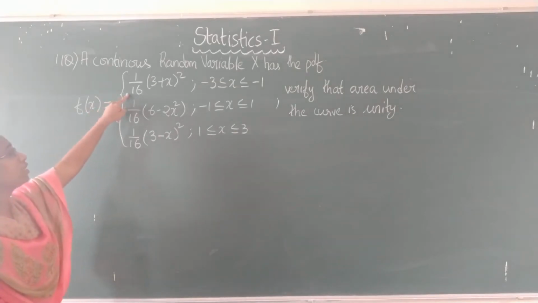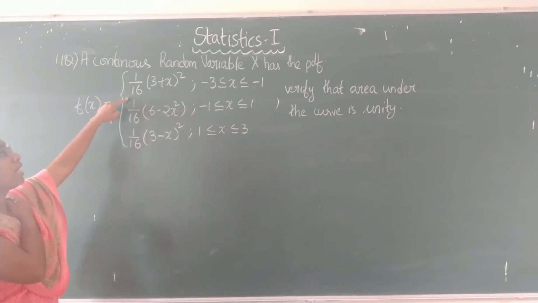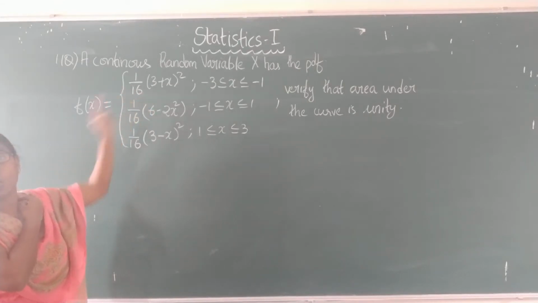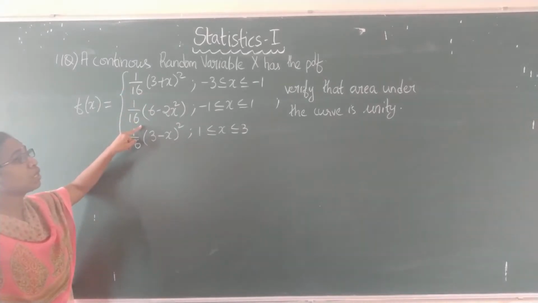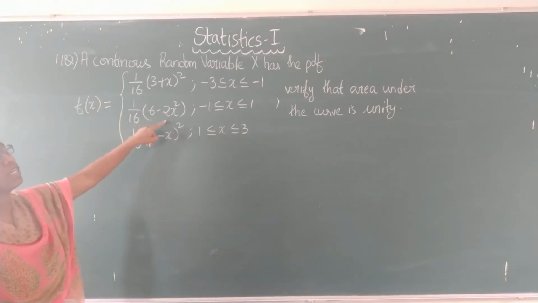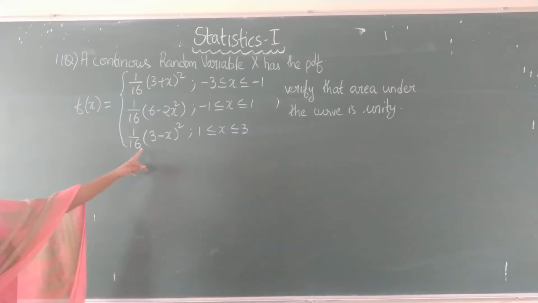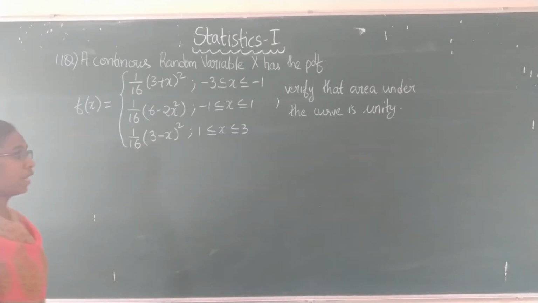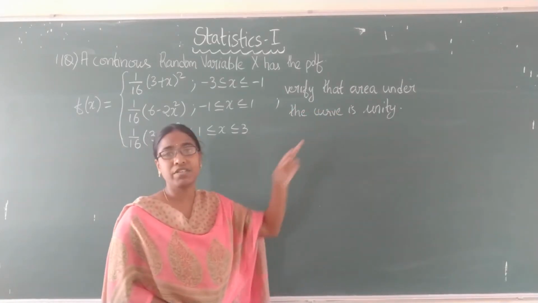The function between the limits -3 and -1 is 1/16 (3 plus x) whole square. And the function between the limits -1 to +1 is 1/16 (6 minus 2x square). And next, the function between the limits 1 and 3 is 1/16 (3 minus x) whole square. So now verify that the area under the curve is unity.